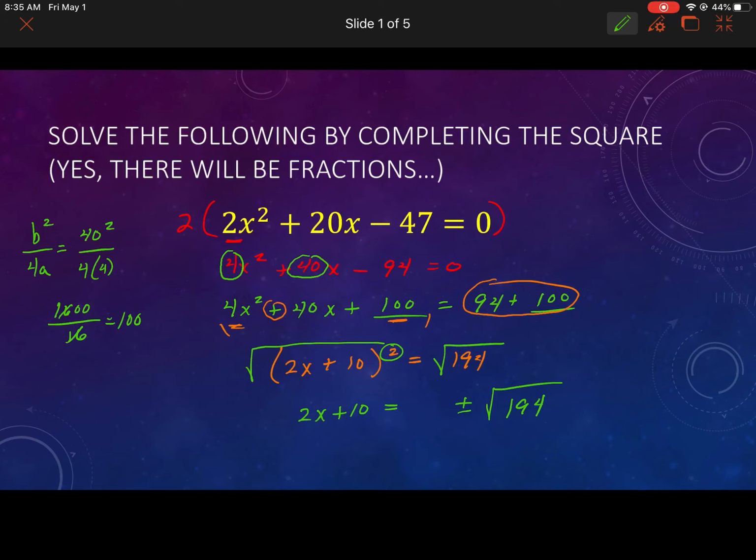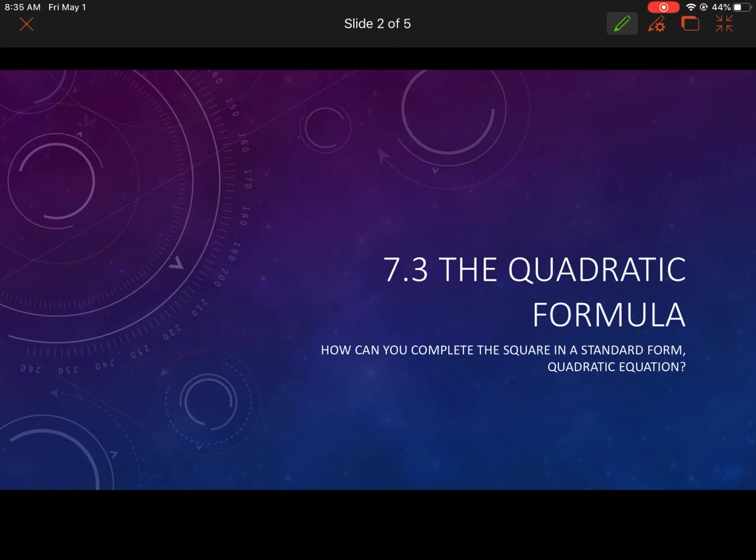Now, normally we would try to simplify the square root of 194, but it doesn't have any perfect square factors. It ends up being 2 times 97, and that doesn't make it any smaller. So we're going to subtract 10, and we're going to divide everything by 2 to get the x by itself. Okay, so that's just a little rehash of completing the square. We're going to use those same steps on a standard form equation to get our formula.